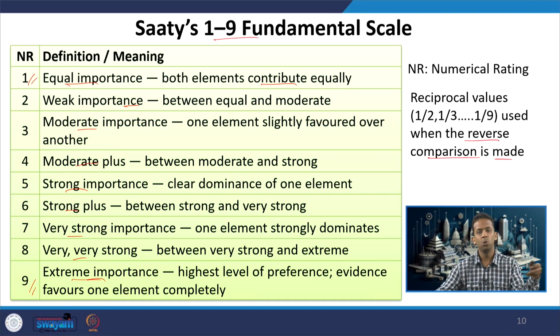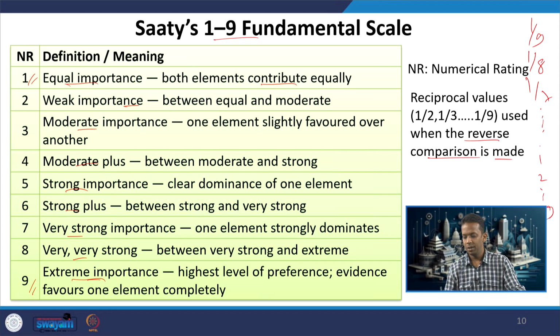Like I said, if B is 2 times more important than A, then A would be half as important as B. So, if B is 9 times more important than A, then A would be 1 by 9 times as important as B. So, those are the reciprocal values. Actually, this scale starts from 1 by 9, 1 by 8, 1 by 7, all the way to 1, 2, 3, up to 9. That is the scale, and if you deal with one step at a time, you can see it has 9 and 9, almost 18 numerical values.